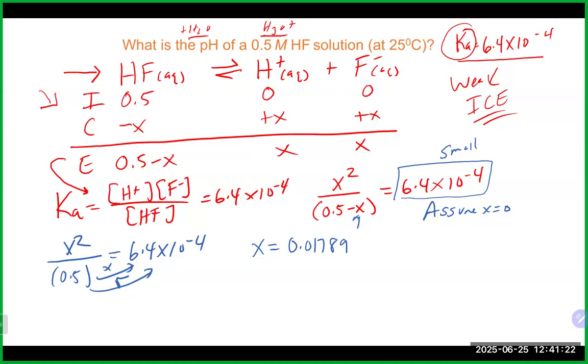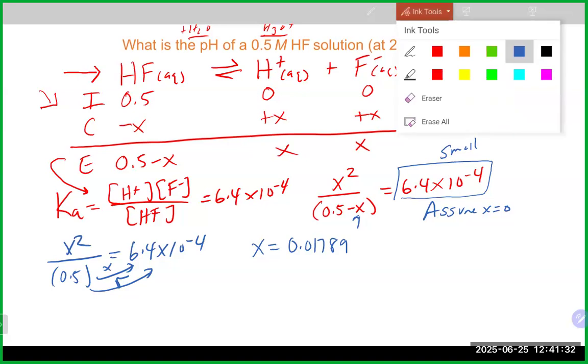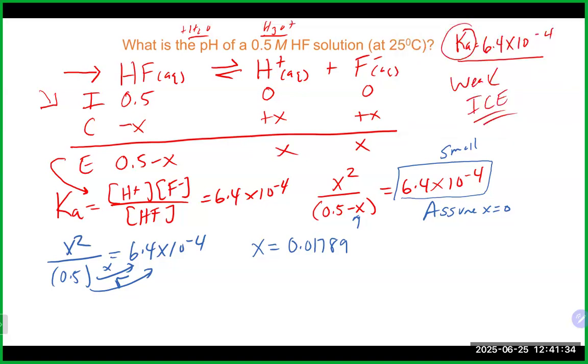Remember, as we talked about previously, if you make an assumption, you do need to check your assumption to make sure that it is okay to do. We are following, again, that 5% rule. So to check it, you take the X value you just got, divide it by the initial concentration, which is essentially what you're going to subtract it from, and multiply by 100%. You end up with like 3.6%, which is less than 5, which means the check here is good.